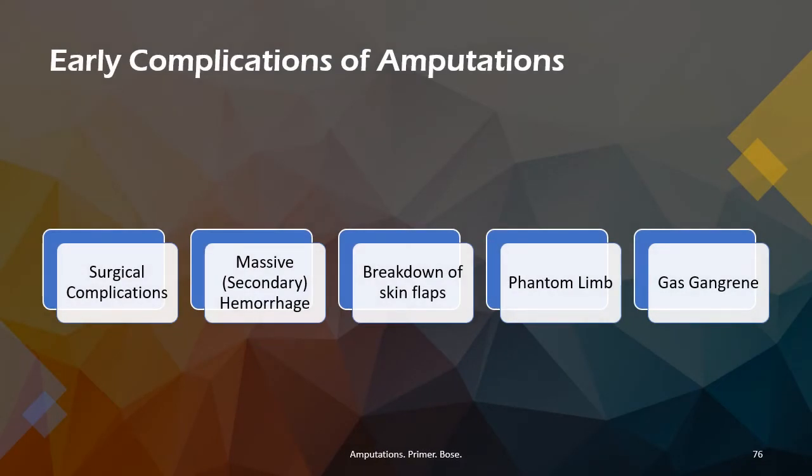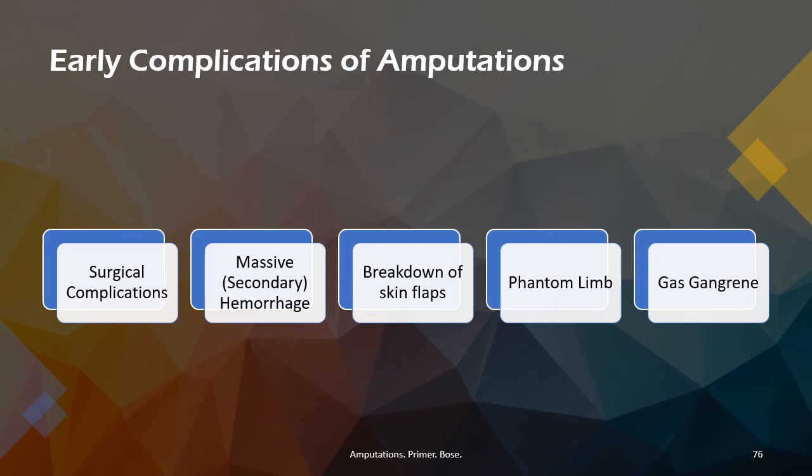Early complications of amputations can be divided into surgical, breakdown of flaps, phantom limb, and gas gangrene. Surgical complications is typically a massive delayed hemorrhage. It is not common but can happen. I cannot go into the elaborate discussion on delayed hemorrhage at this time, but it is not the same as intraoperative hemorrhage. Skin flaps usually break down if there is persistent ischemia or the lack of blood supply, or if there has been suturing under excess tension, for example, if there was swelling over which suturing was performed.